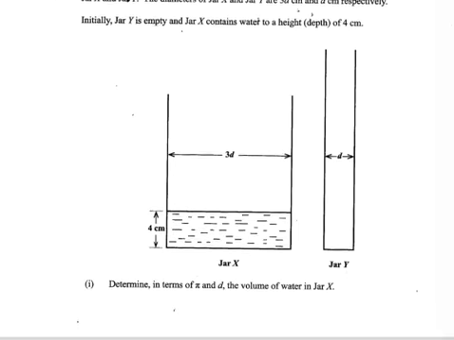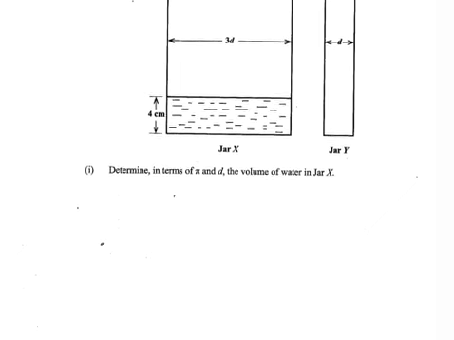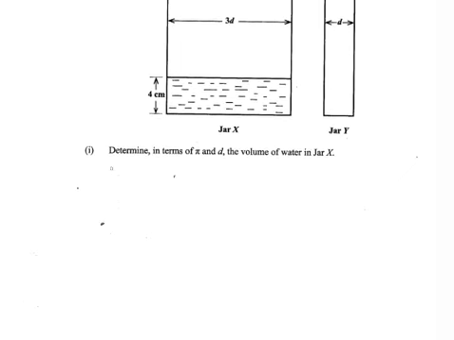All right, so the first thing we have to remember is that the diameter is equal to 3d. So this means that the radius would be equal to 3d divided by 2. The radius is half of the diameter. Now, a liquid takes the shape of its container. So if the shape of the container is a cylinder, the liquid in the container is also a cylinder.